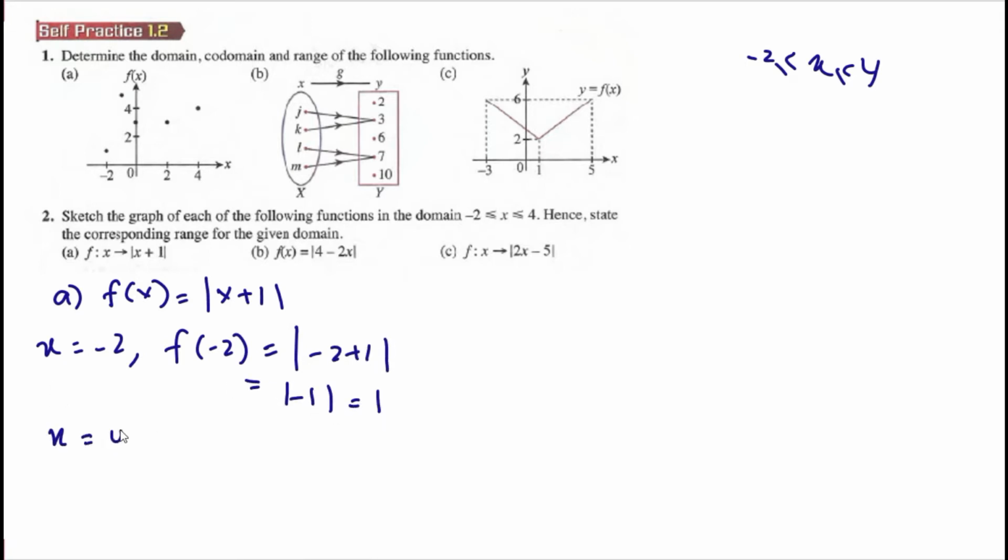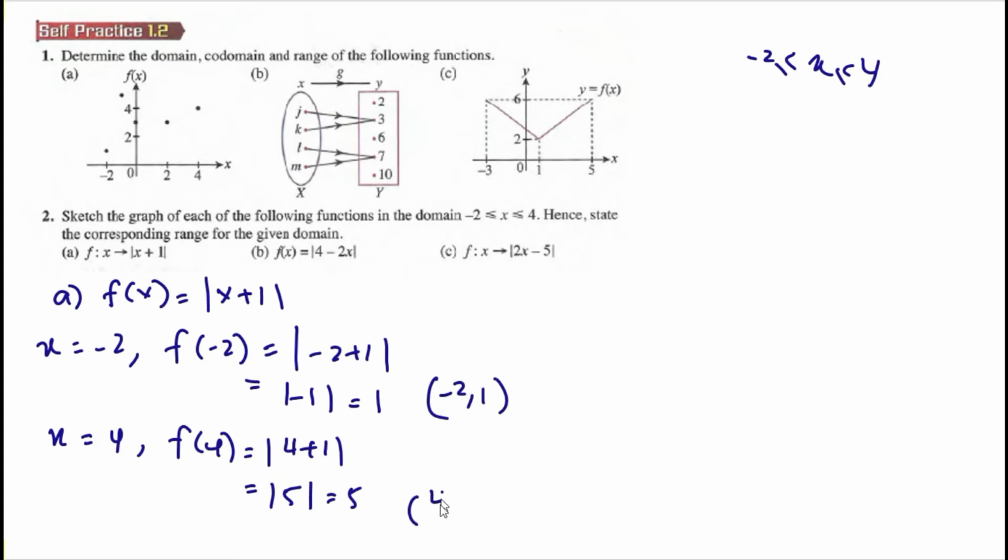So when x = 4, f(4) = |4 + 1|, which is |5|, which is equal to 5. So at x = -2, y is equal to 1, and at x = 4, y is equal to 5. But you have to be careful. For modulus, negative will become positive, right? And positive, of course, will also be positive.